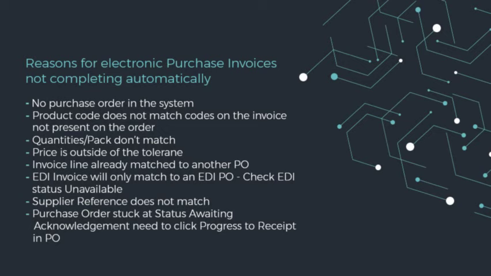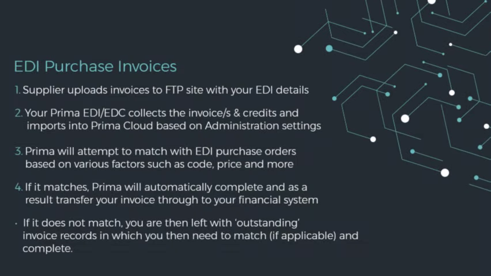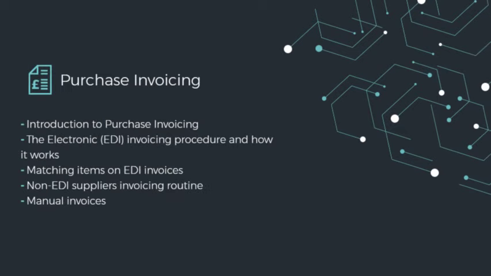Okay. So just to recap then on the EDI invoice process. So supplier uploads the invoice to the FTP site, your EDI details collects the invoice via the EDC and then puts it into Prima automatically. It'll then attempt to match on all those reasons I've just listed on the previous screen, and if it matches, it automatically completes, and as a result it'll then transfer through to your financial system, whether that's Xero, QuickBooks or Sage. Okay, so going back to the intro screen then.